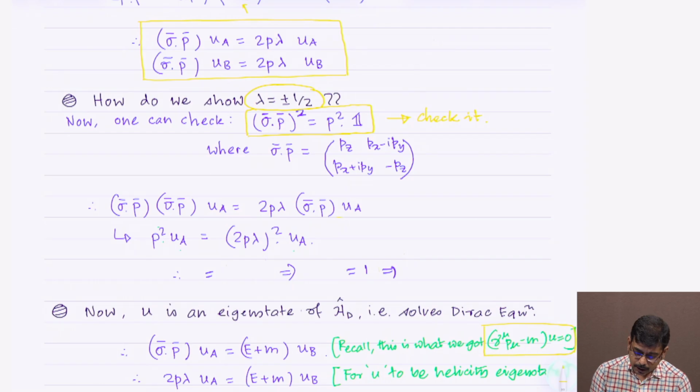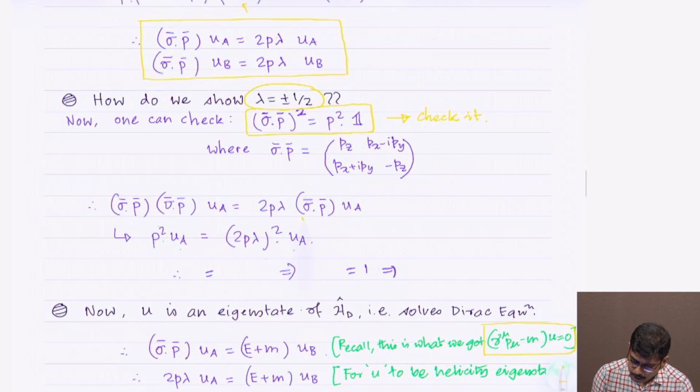Okay. So, this is sigma dot p acting on UA equal to 2 p lambda, which is just a number, so it comes out, and it will be sigma dot p acting on UA. Sigma dot p acting on UA is once again 2 p lambda UA, right. So, this is going to give you p square UA, which equals 2 p lambda whole square into UA, right.